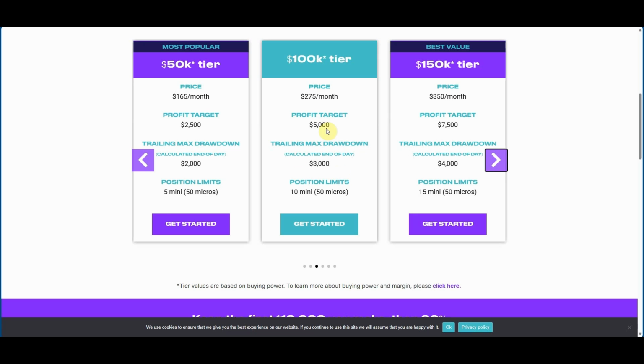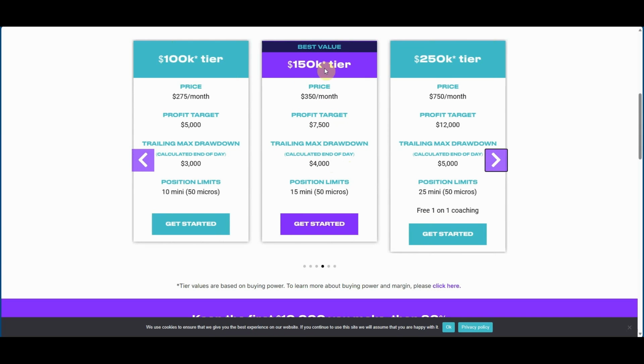If you're going to obviously stick to your trailing drawdown, you're going to slowly creep up and make your way to that profit target. And obviously understanding that you don't want to make more than 30% on any one day, it may still be viable for you. Best value, according to the website, is the 150K tier.